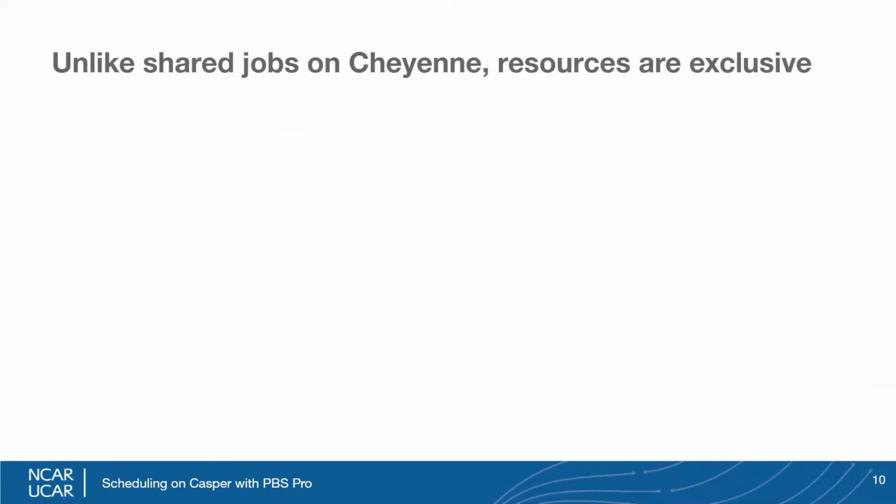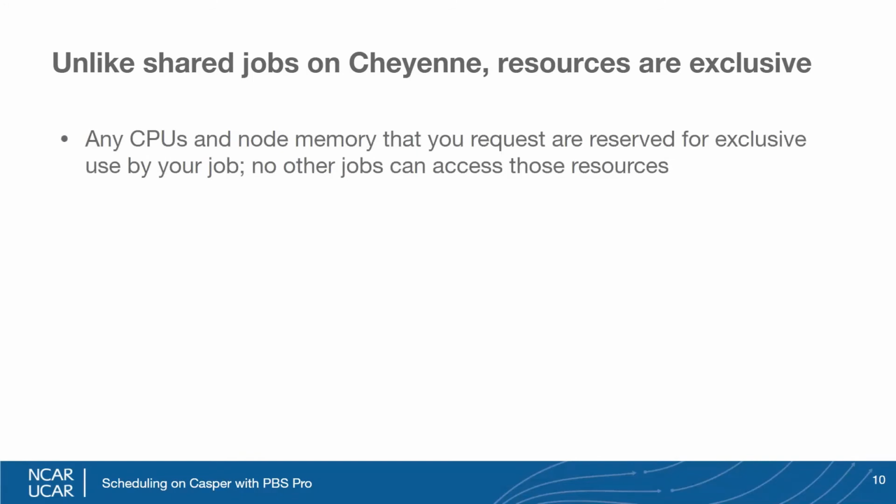So one thing to note, this is similar to Slurm, but it's different than Cheyenne. Unlike shared jobs and the share queue on Cheyenne, the resources that you request are exclusive. That means any CPUs and any node memory that you request are reserved for exclusive use by your job, and no other jobs, including your own, can access those resources. If I ask for 20 gigabytes of memory, then I have exclusive use of that 20 gigabytes. I'm guaranteed to have 20 gigabytes. So it really does reduce variability in the resources that your job has access to. So this is overall a good thing.